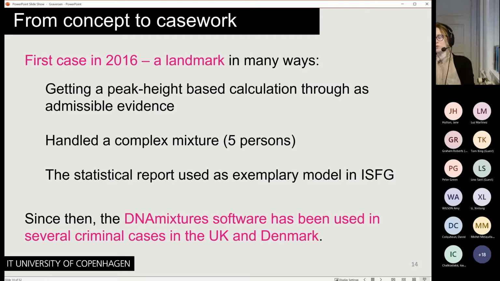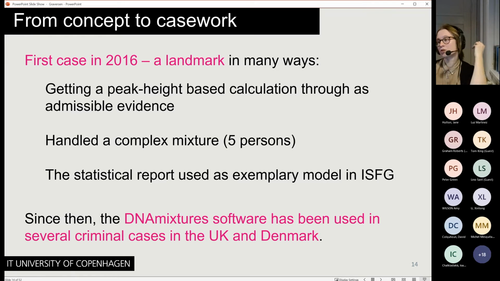So back in 2016, I got a case, and this was via Eurofins, former LGC, where Roberto Buxolis was. They had a complex mixture. It was somehow too complex for their in-house system to handle, and then I was instructed there as an independent expert witness, and provided a statistical report there. So this case became a bit of a landmark in a few ways.